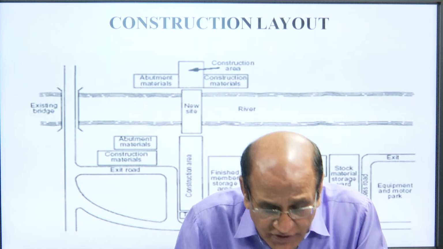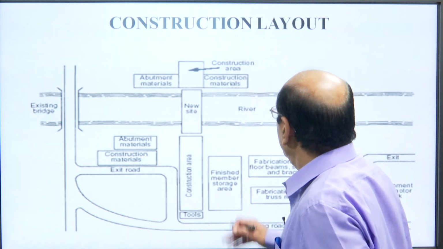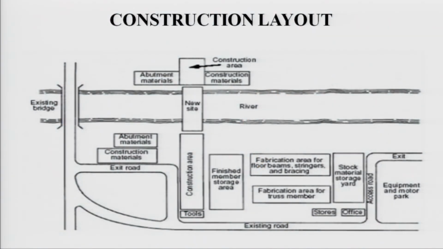So, the construction layout is given here. You see, this is the construction area, abutment mark, construction materials, the finished member storage area, fabrication area, and this is the existing road, equipment and motor park. So, this is the area where we have to plan for the construction: where the material will be placed, where the motor vehicles will be placed, where the equipment will be placed, where the fabrication will be done. So, this is the layout that should be marked.